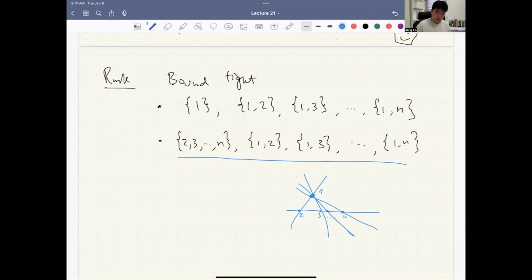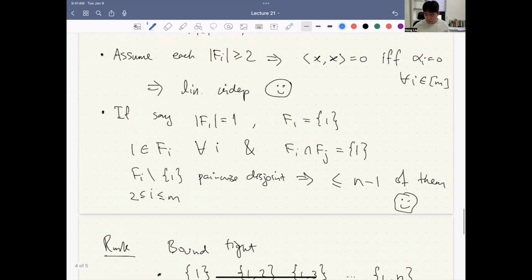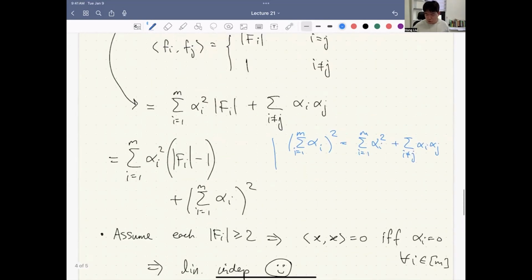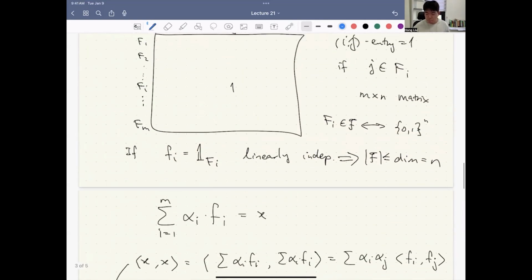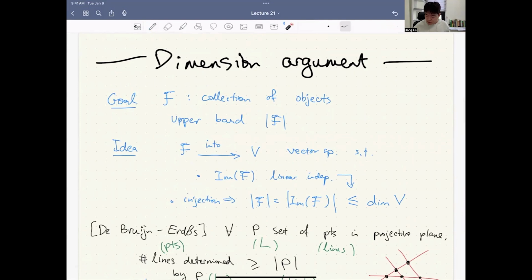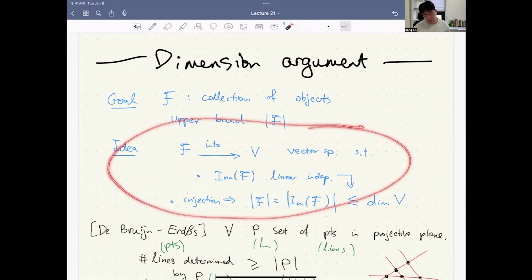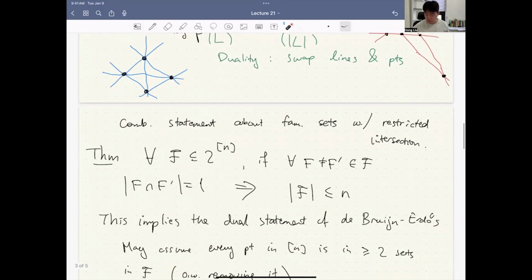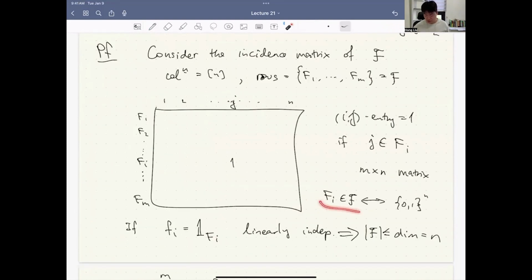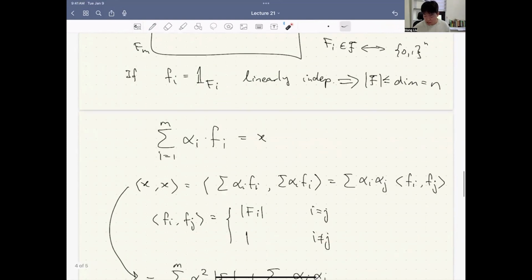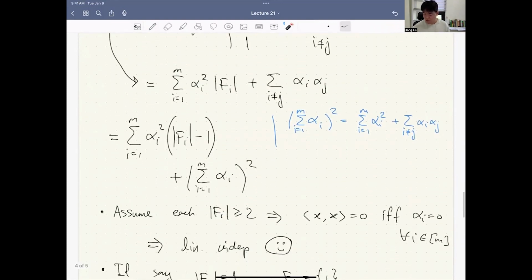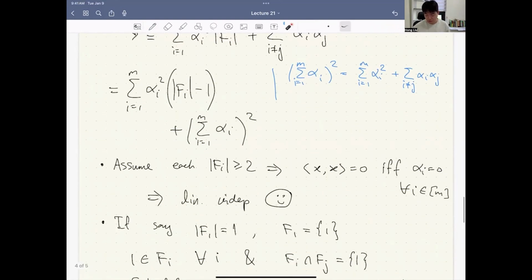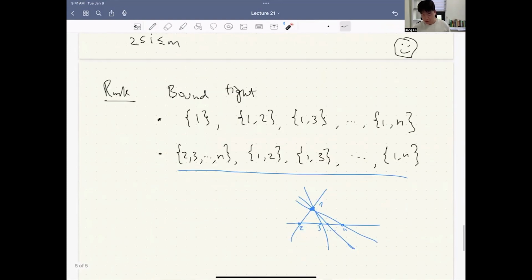Very good. So this one is a simple example of a dimension argument. We don't even need to find some clever map. We simply look at the characteristic vector of each set in our family, and they are already linearly independent, living in an n-dimensional vector space. Done.